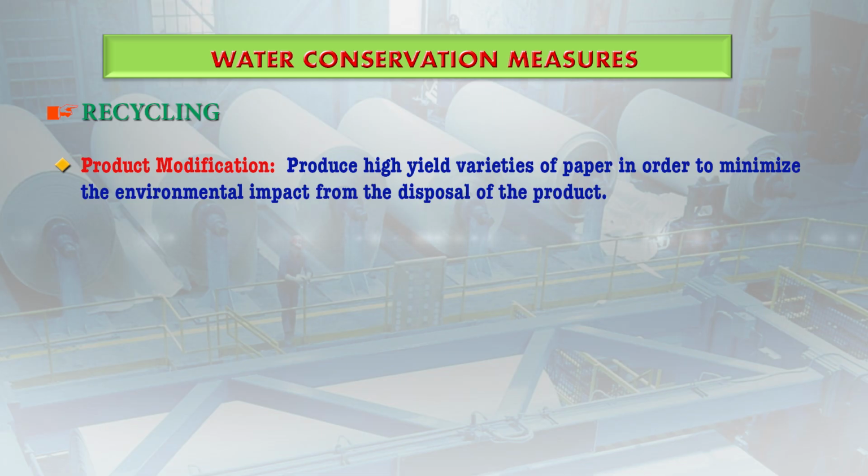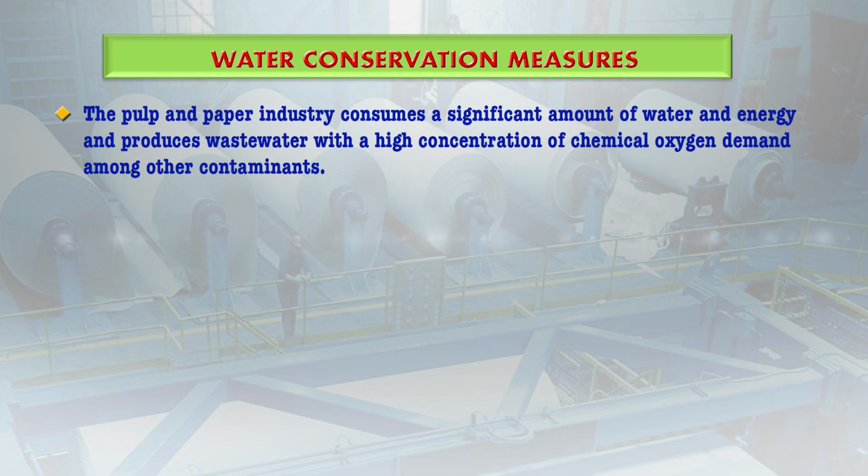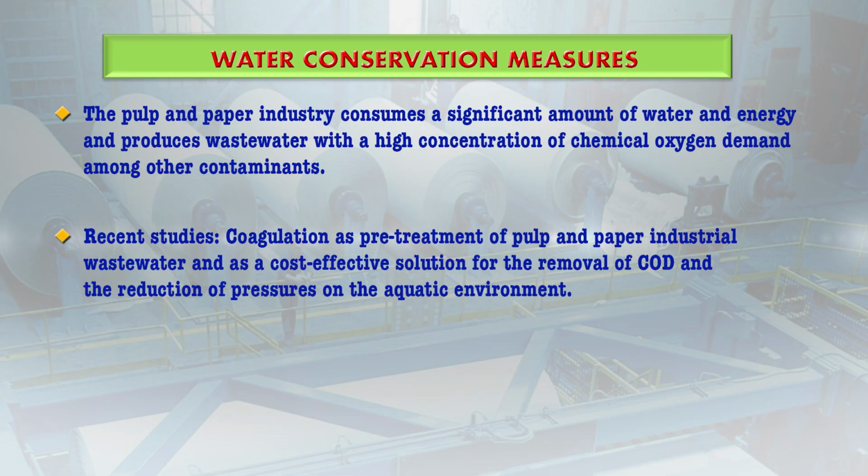Now, the pulp and paper industry consumes a significant amount of water and energy, all this that we have been discussing so far, and this produces wastewater with high concentrations of chemical oxygen demand among other contaminants. Recently there have been reports and scientific publications saying that coagulation as a pre-treatment of the pulp and paper industrial wastewater would be a cost-effective solution for the removal of such chemical oxygen demand and the reduction of the pressures on the aquatic environment.